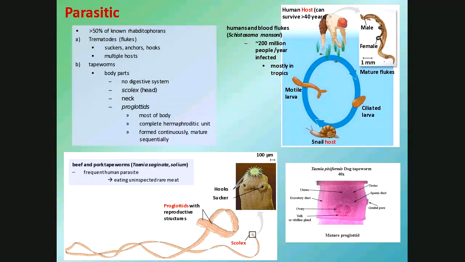It is a complete hermaphroditic unit. It's got male and female parts to produce sperm and egg. It can fertilize other proglottids. It can fertilize itself. It can do both of those. But what it can do is make lots of sperm and egg and have lots of these proglottids. And the proglottids are formed continually and then shed in the digestive system of the host.